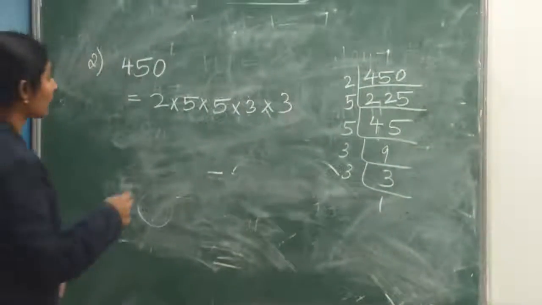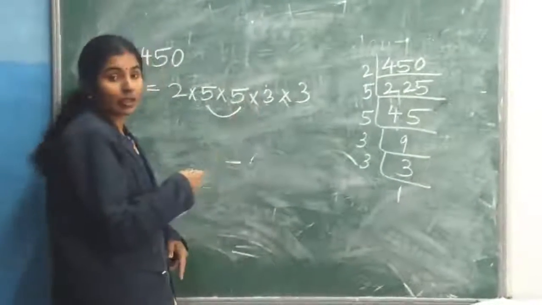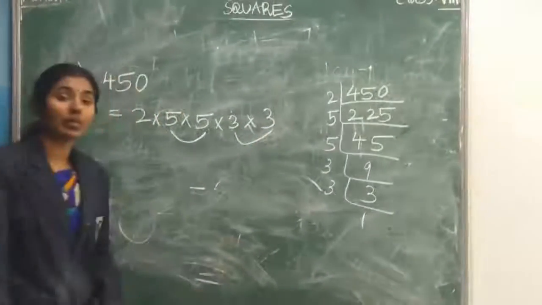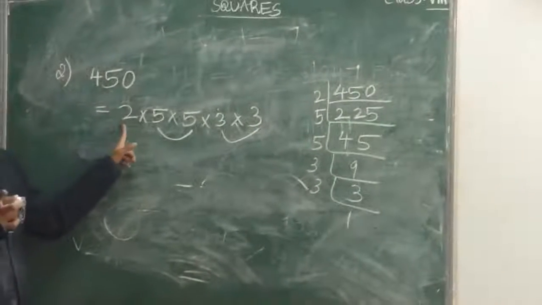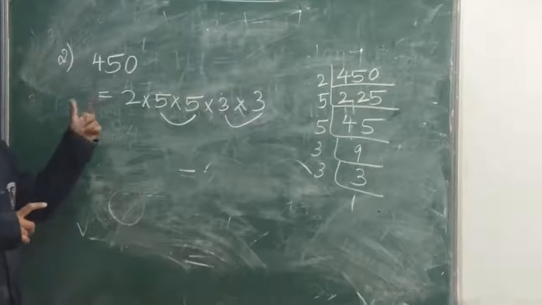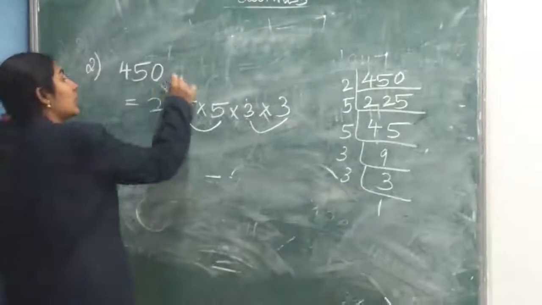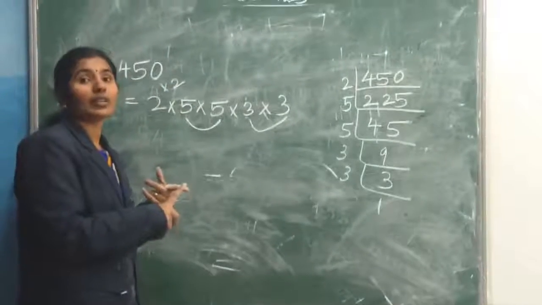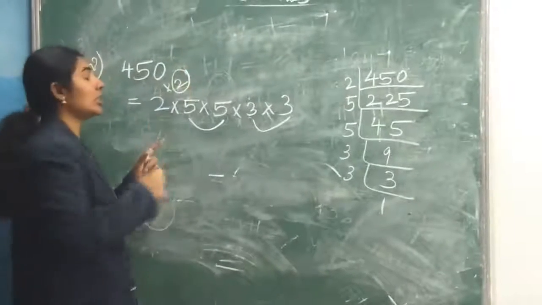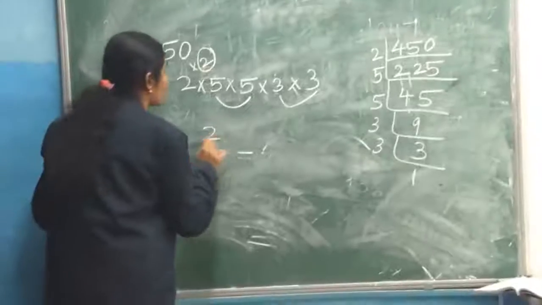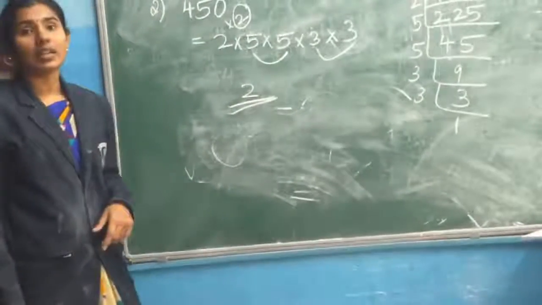Now we see each pair. 5 is coming 2 times, 3 is coming 2 times, but 2 is coming only 1 time. So which is the smallest number you should multiply to make it a perfect square? One more 2 is there means it becomes a perfect square. So the smallest positive integer you should multiply is 2. 2 is the answer.